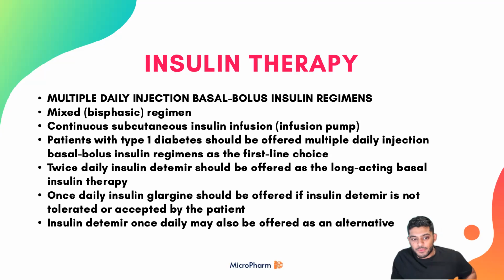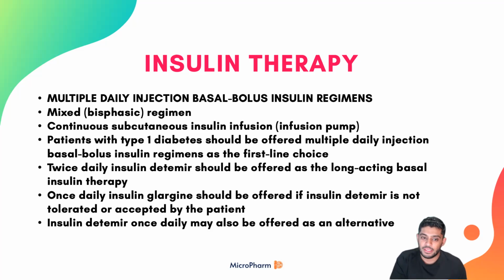So we spoke about basal bolus regimens. We also have mixed biphasic insulin regimens. What are mixed biphasic insulin regimens? They tend to be a mixture of two different types of insulin, correct? It tends to be short acting and intermediate acting together. And that's why often mixed biphasic insulins, as the name suggests, are given twice daily.